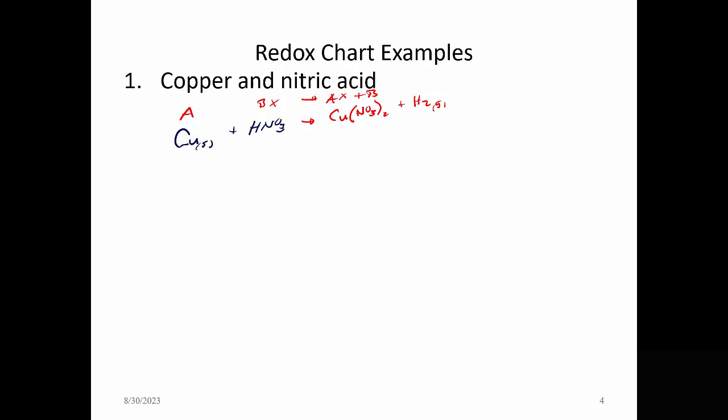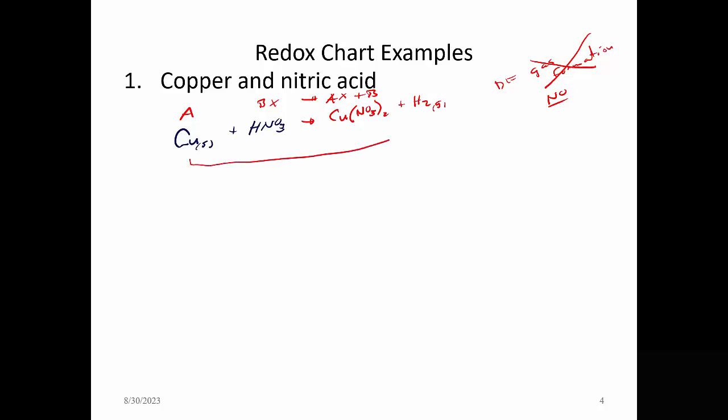What's the driving force for this? Is the driving force gas formation? And the answer is no. That is the driving force for metathesis. In redox, we have a different driving force. And so in single replacement, the driving force is going from more active to less active.